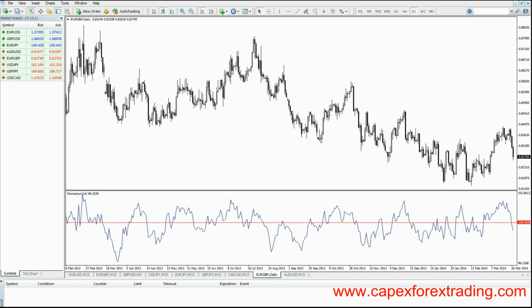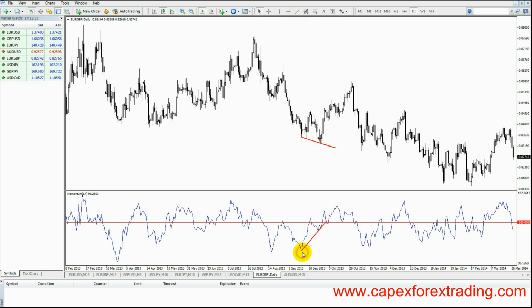The second way in which we can use this indicator is by looking for divergence between prices and the indicator itself. So what we've got here, for example, is prices making two lower lows. So we've got a lower low there and a lower low there. At exactly the same time, the indicator is showing us something completely opposite.